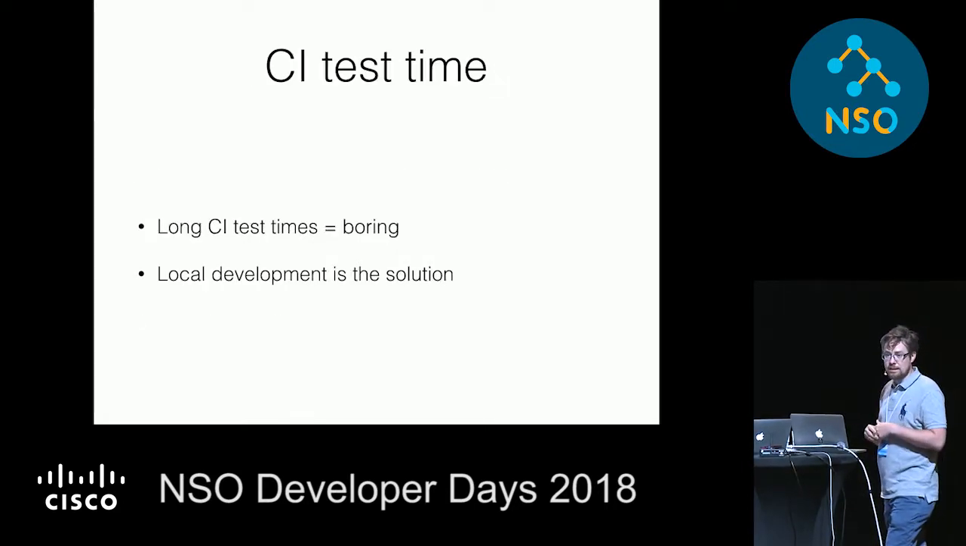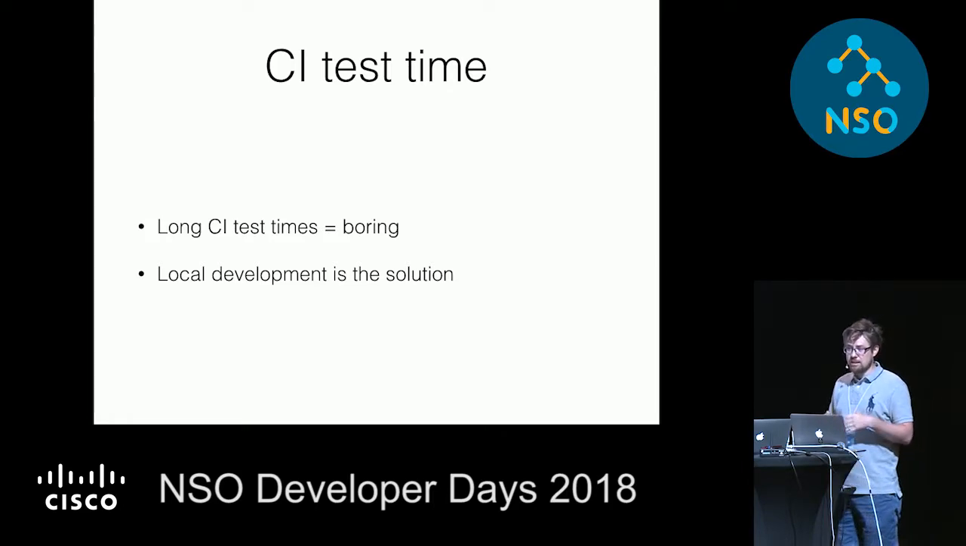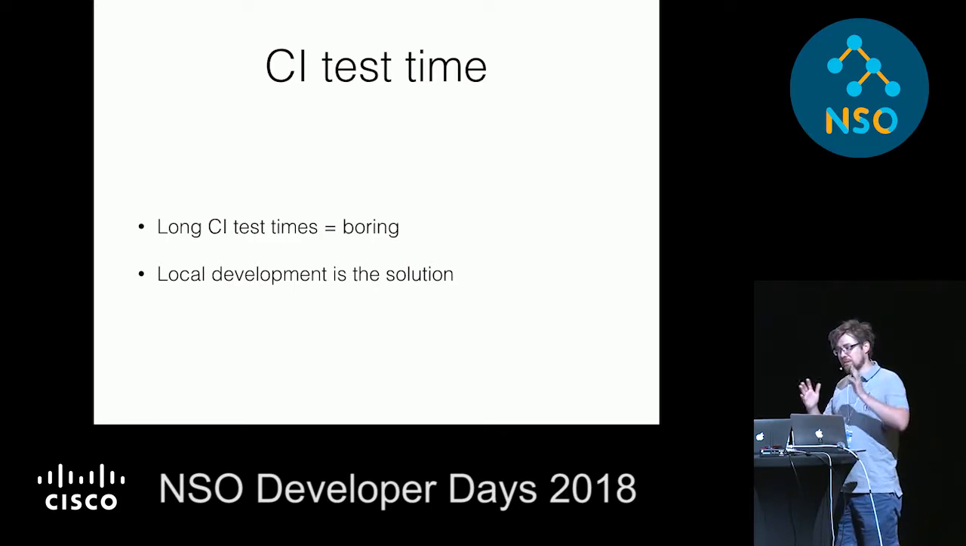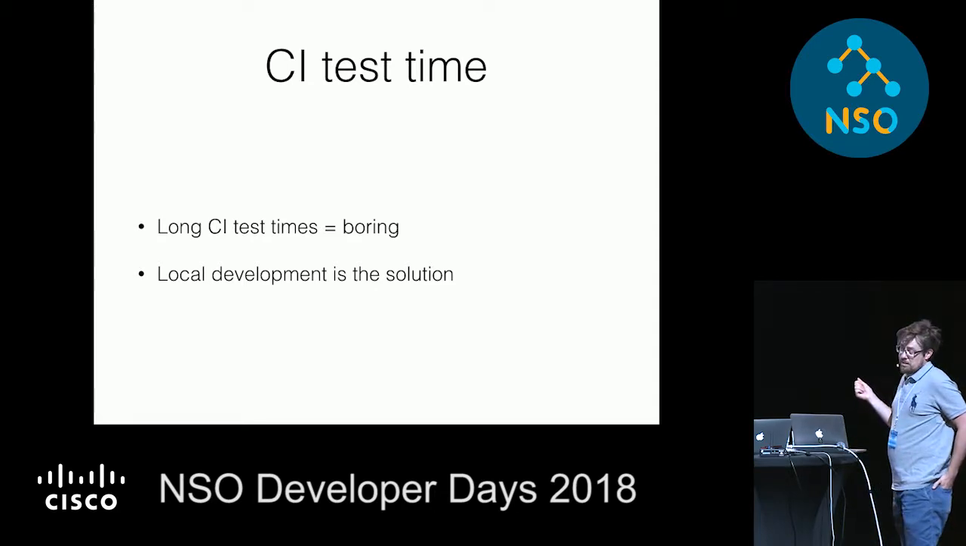So I mentioned this before, right? It takes like half an hour for our test. If there are multiple of them running in parallel, it's going to take longer. If you threw more hardware at it, maybe it'll run a little faster. If there are no failures, all the planets align, maybe it's a little bit faster as well, right? But long CI test time is essentially boring.